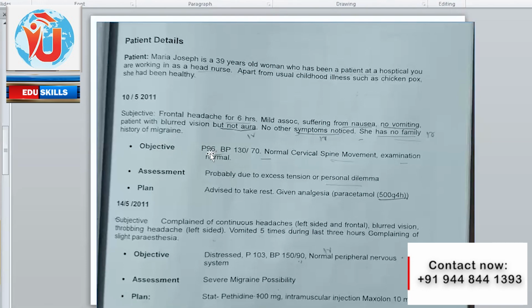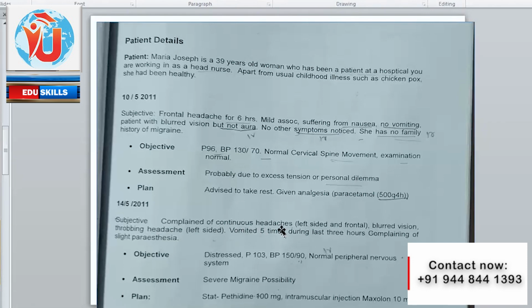Objective: pulse is 96, BP 130/70, normal cervical spine movement and examination normal. Assessment: probably due to excess tension or personal dilemma. Plan is to advise rest and give an analgesic, that is paracetamol. And on the 14th, after 4 days, the patient represented with a subjective complaint, again, of continuous headache.